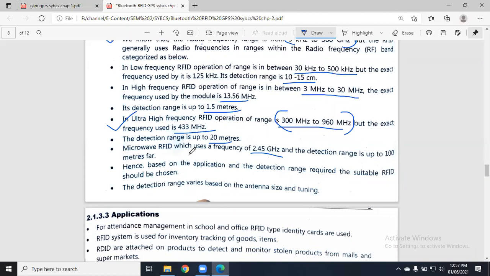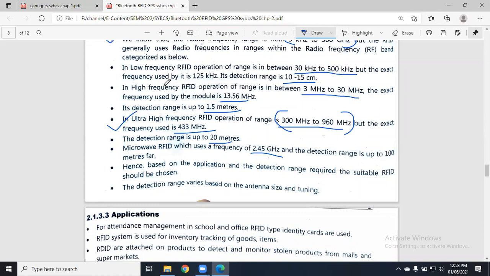Hence, based on the application and the detection range required, the suitable RFID should be chosen. So whatever your application is, depending on the application, you are going to choose the particular frequency. If your application is related to a very small distance, you can go for low frequency or high frequency. It depends on which kind of application you're using this RFID for.